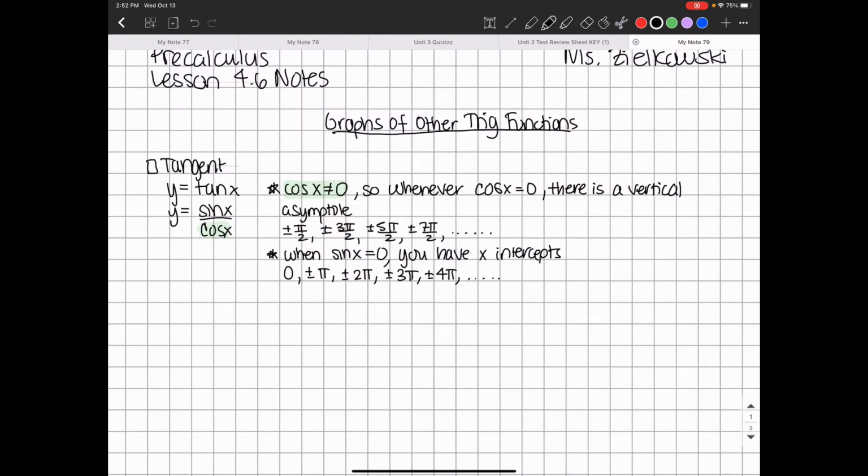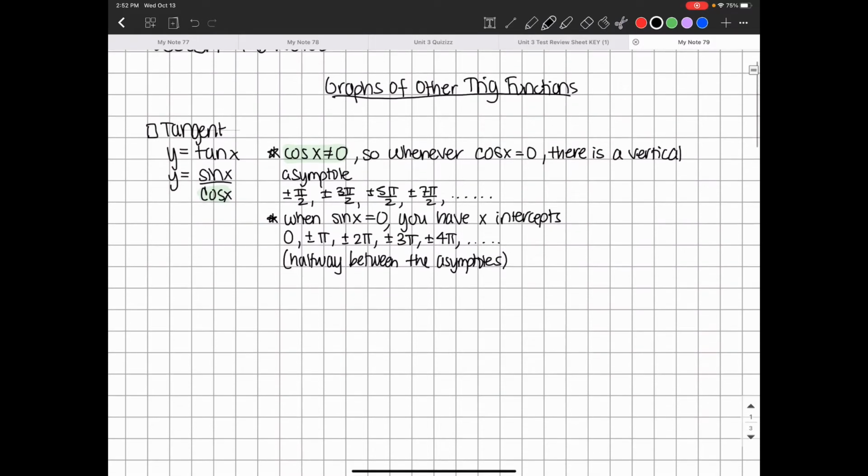These values are halfway in between the two asymptotes on either side. Just something to keep in mind to help you graph when you do not have the parent function. This is the parent function that we're talking about, so when you don't have it, you know your x-intercepts are going to be halfway in between the asymptotes. That's another way you can think about it.